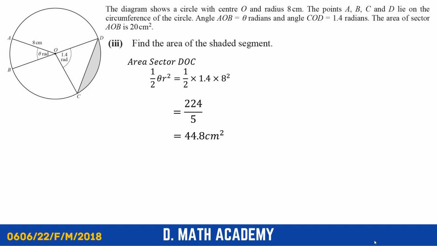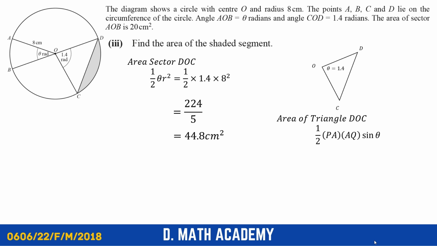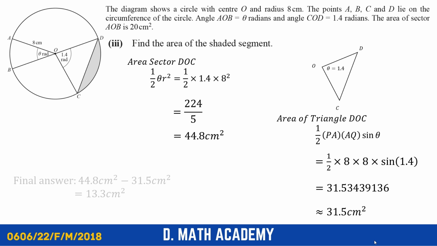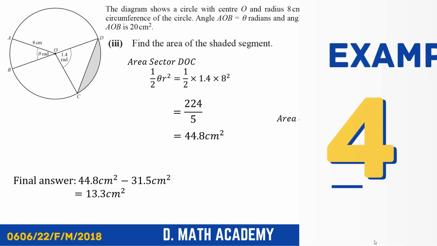And you run your half AB sine C calculation, which is the area of triangle DOC. Through that, you will get your result as 31.5343936. Take 44.8 minus the following result, then you will get 13.3 centimeters squared as your answer.